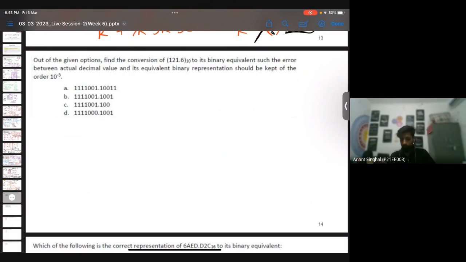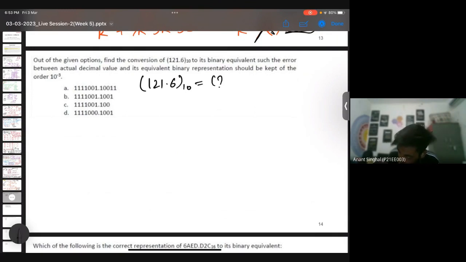Okay, so here the question says that we need to convert this 121 in base 10 to its binary equivalent, such that the error between the actual and the decimal value is kept inside the order of 10 to the power minus 3, which is nothing but 0.001 or 1 milli.